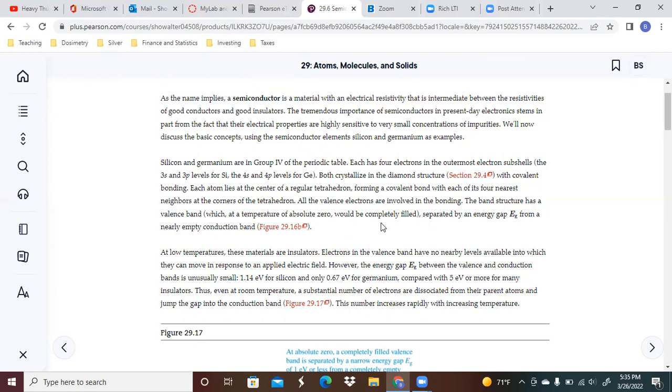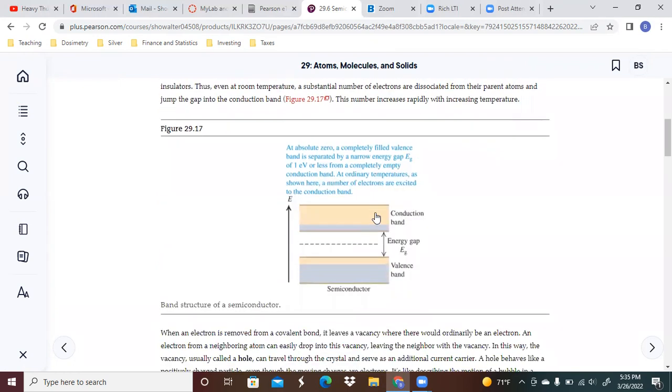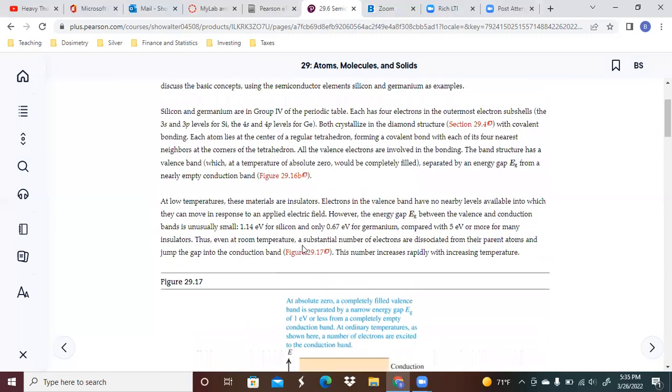The band structure has a valence band, which at absolute 0 would be completely filled, separated by an energy gap from a nearby conduction band. So you can see here, at absolute 0, a completely filled valence band is separated by a narrow energy gap of 1 eV or less from a completely empty conduction band. At ordinary temperatures, as shown here, a number of electrons are excited into the conduction band. So in other words, they go from here to here. And that's what it's talking about here.